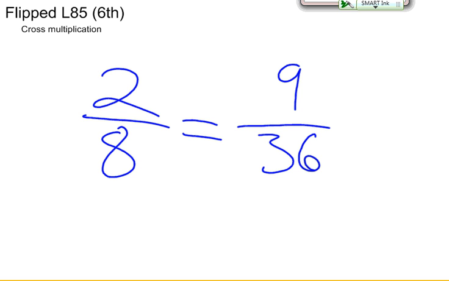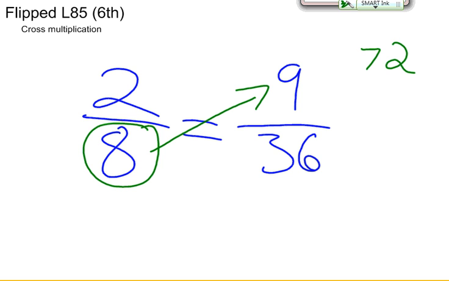In cross multiplication, we take the denominator of our first fraction and multiply it by the numerator of the second fraction. So 8 times 9 gives us 72. Now, when we take the numerator times the denominator the other way, we should get the same product, the same answer of 72. If they are both 72, then these fractions are proportionate, or equivalent. If proportionate doesn't make sense to you, equivalent means they're the same amount.